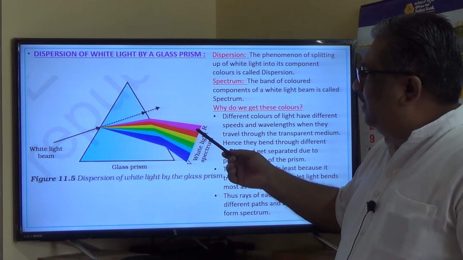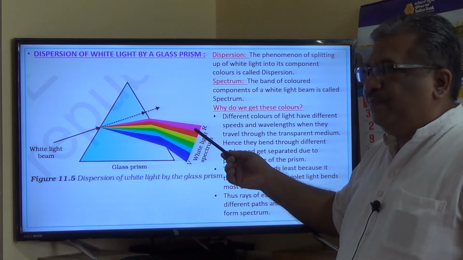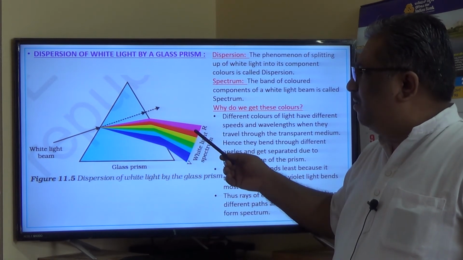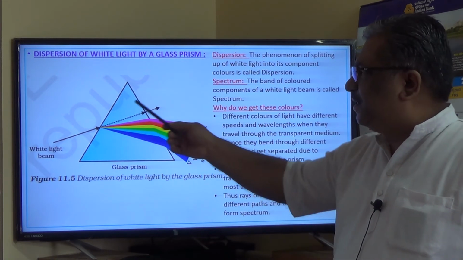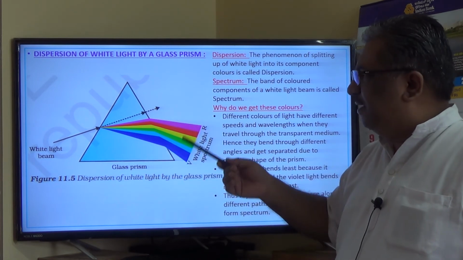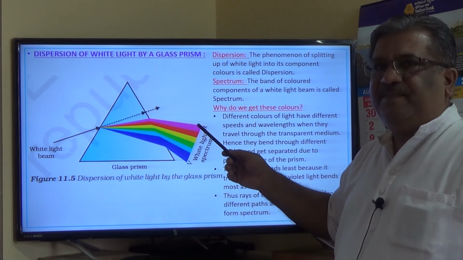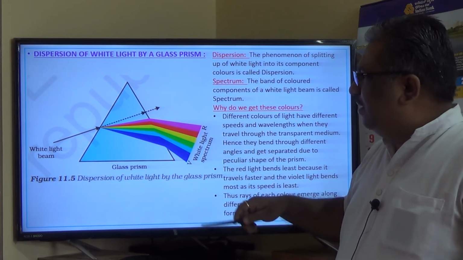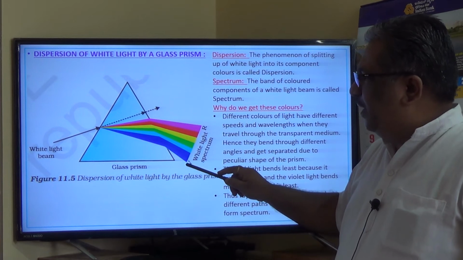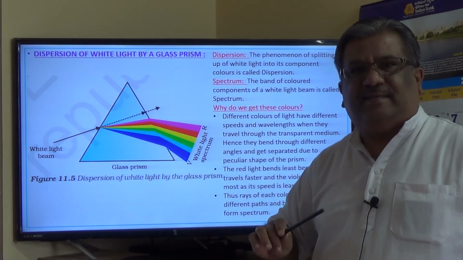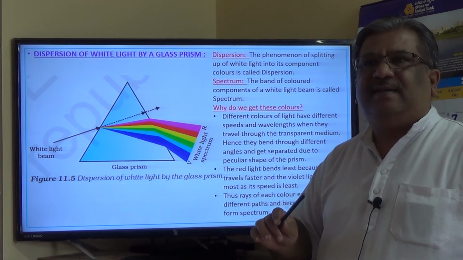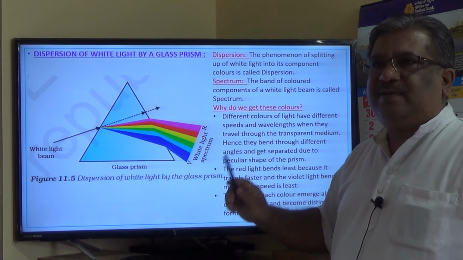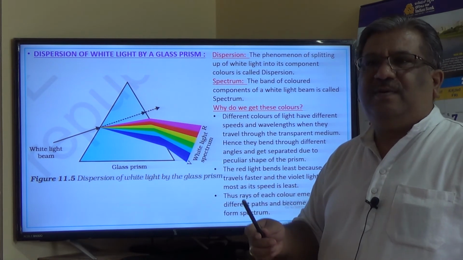Simple. Red light speed is more and refractive index is inversely proportional to the speed. More the speed, lesser the refractive index of this color with respect to this prism and the air. Lesser the refractive index, it bends less, less away from the normal. Whereas the speed of violet is least, refractive index is most, therefore it bends most, because refractive index is inversely proportional to the speed.